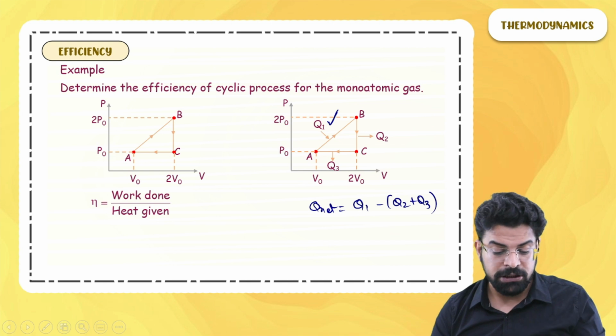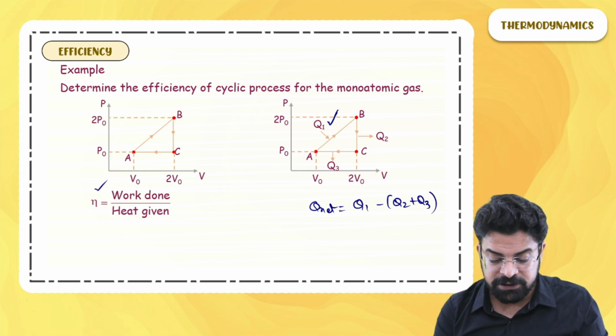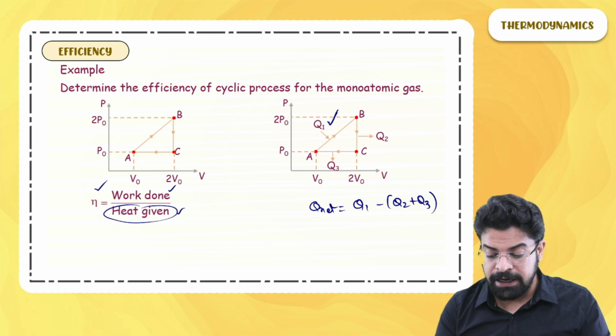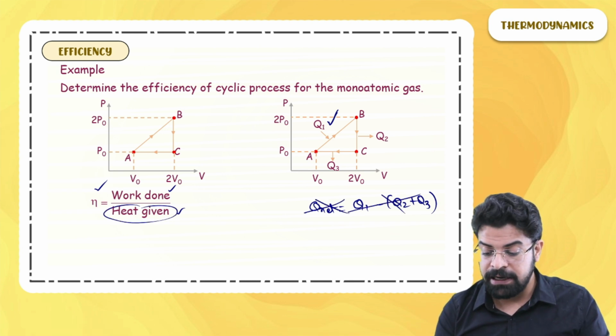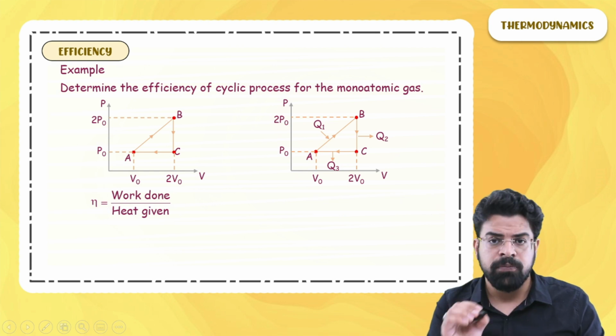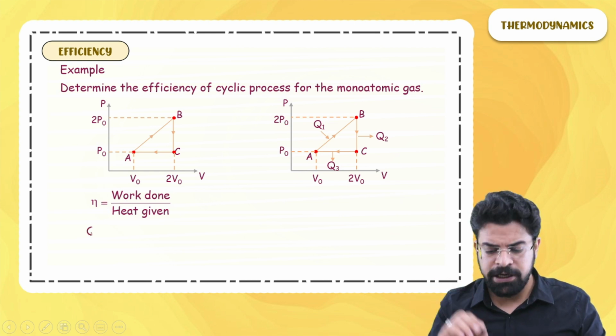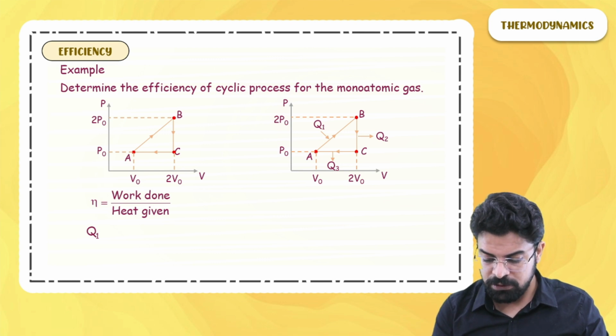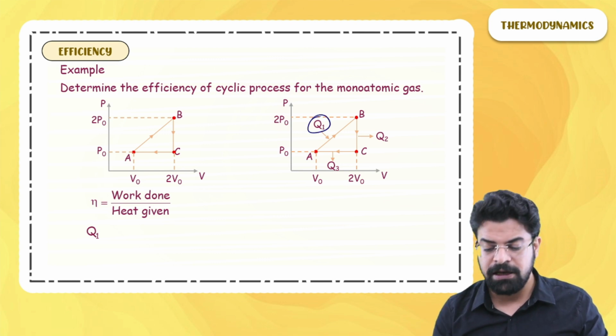So better understand that when we say efficiency equals work done upon heat given, in heat given we do not write the net heat given. No, we write only the heat given. So efficiency equals work done upon heat given. So that will be equal to W, the net work done, upon heat given Q1.